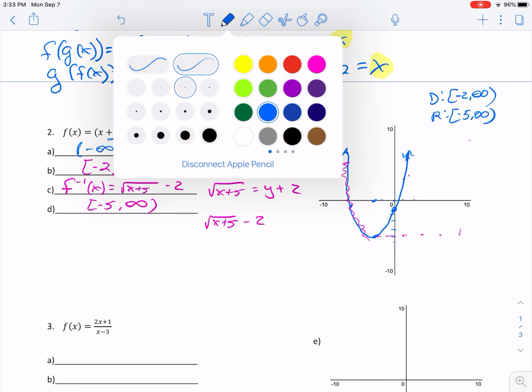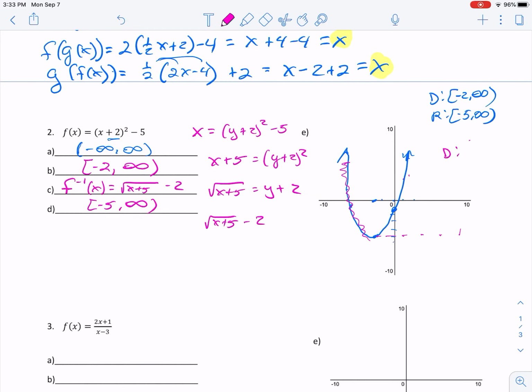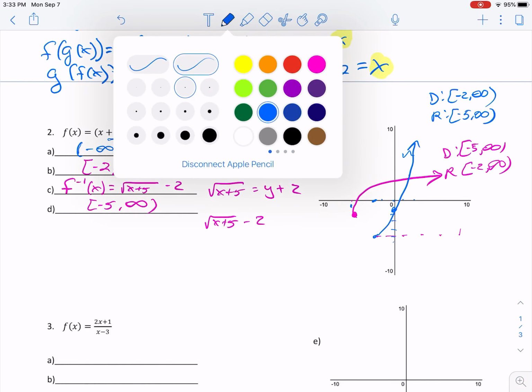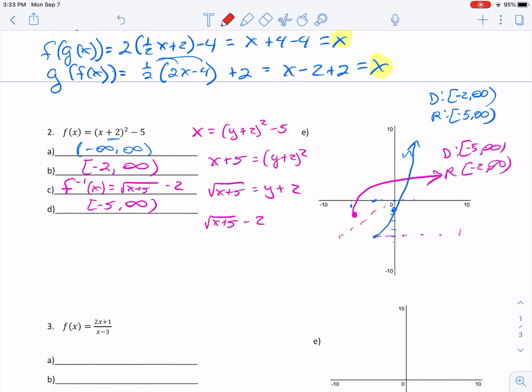My pink graph, the domain is going to be negative 5 to infinity. And the range is negative 2 to infinity. Its graph, let's see, if this was negative 2, 5, we need to go to negative 5, negative 2. And it's going to go like that. Let's get rid of that line there. Hang on, we'll put the blue one back. Okay. If I draw my 45-degree line, it goes right down the middle.